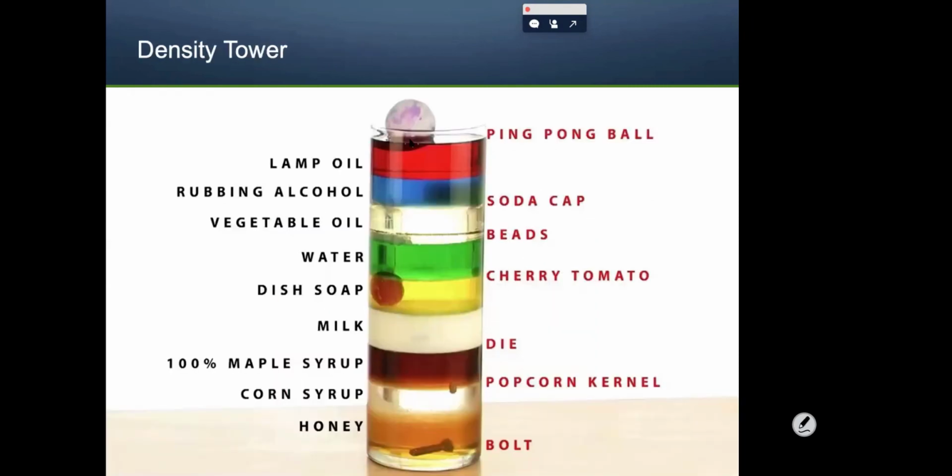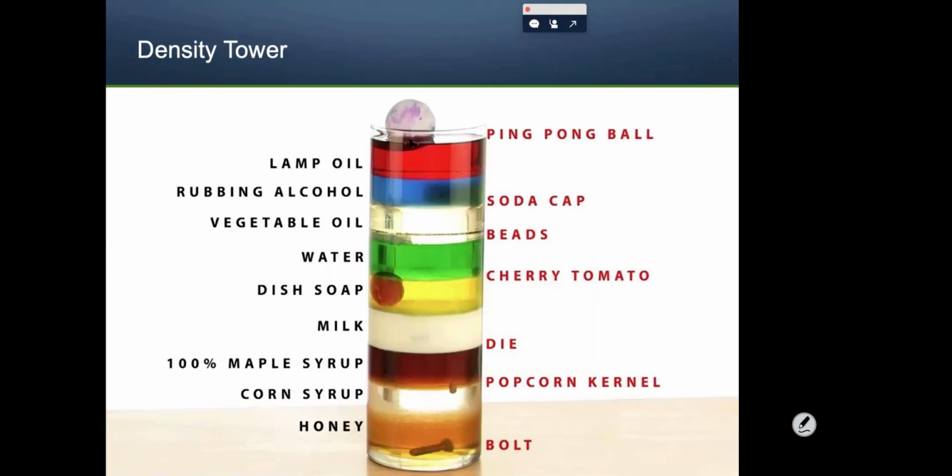Look at this. This is a density tower. What they did was take fluids of very different densities and stack them one on top of the other so that they didn't mix with one another. So you've got honey on the bottom and then corn syrup and then maple syrup and then milk, dish soap, water, vegetable oil, rubbing alcohol, lamp oil. Very different densities of fluids. And then they dropped solid objects into them and saw what happened, right?